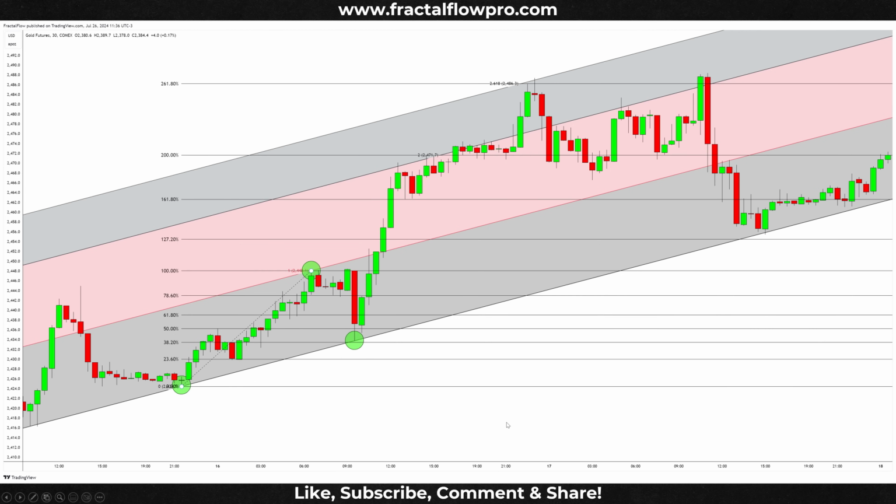The 361.8% extension of the downward price movement related to the channel also clusters in the same price level.